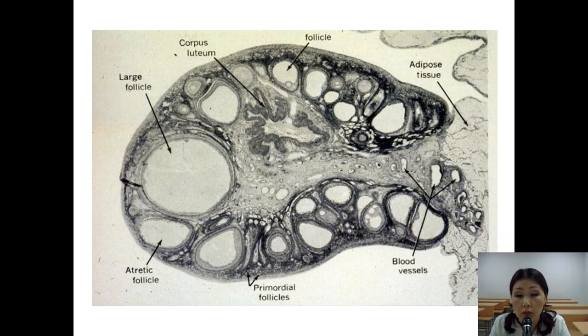On this diagram you can see the structure of the ovary. This is a longitudinal section of the ovary, and here you can see a large follicle and the corpus luteum after ovulation. This is another follicle, medium in size, with an oocyte inside. These are blood vessels, connective tissue, primordial follicles, this is the cortex and medulla, and this is an atretic follicle.